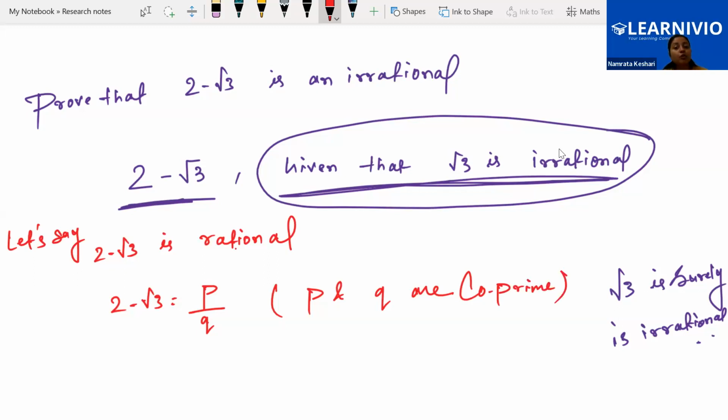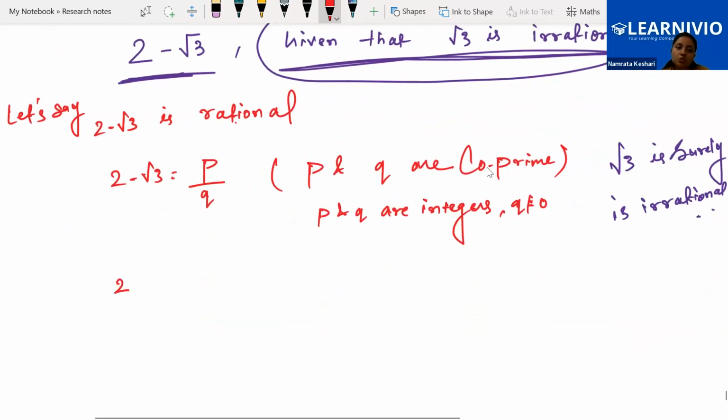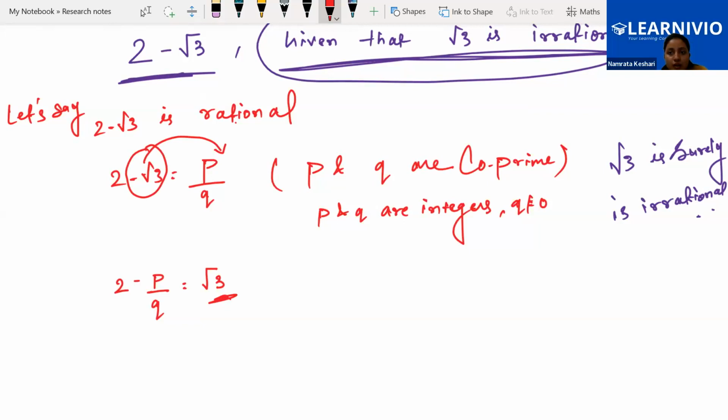And we also know that p and q are integers, that we already know from the definition of rational numbers only, where q not equal to 0. Okay, now we can write it as 2 minus p by q is equal to root 3. Can we write this root 3 side? I am shifting it to the other side. It became positive. And p by q is there on the other side.